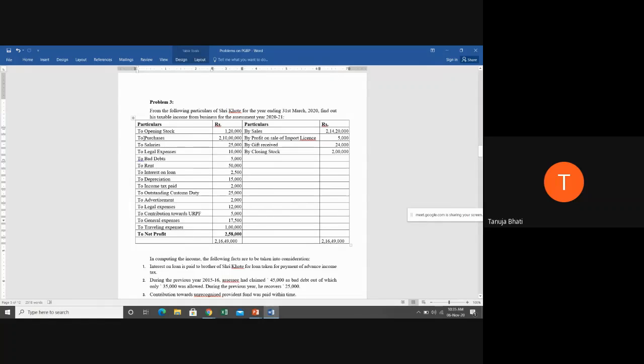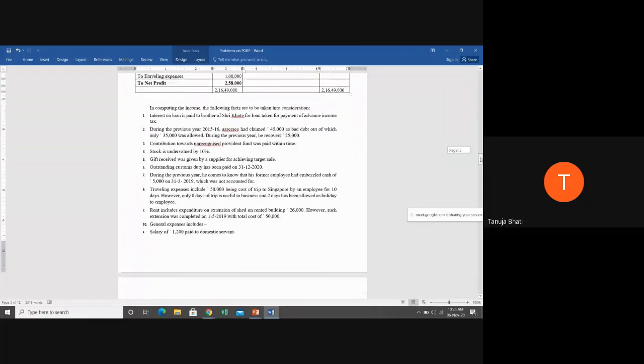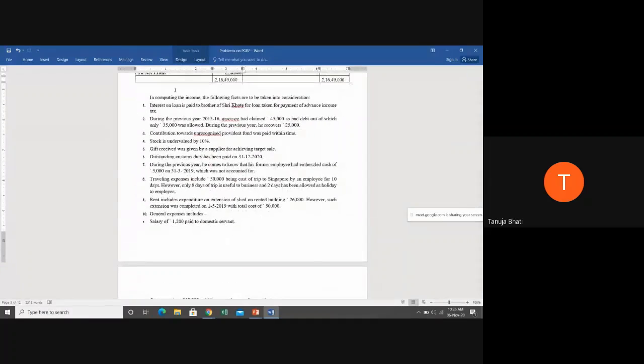So starting with opening stock. To opening stock, it is 1,20,000. Now let us see if any information about opening stock is given in the problem. So your interest on loan is given, bad debts, provident fund, stock. Stock is undervalued by 10%. Now, when they say stock is undervalued by 10%, you have to consider both opening stock as well as closing stock being undervalued by 10%.